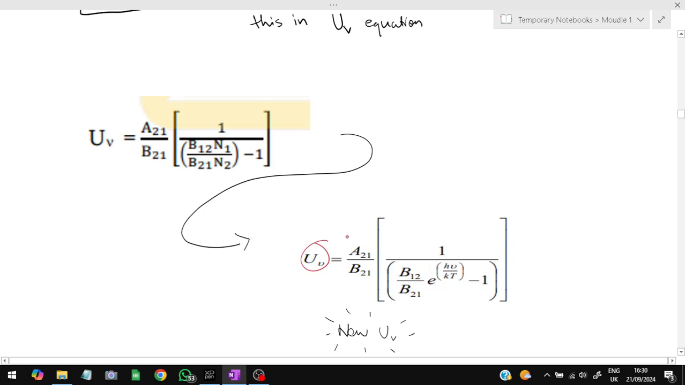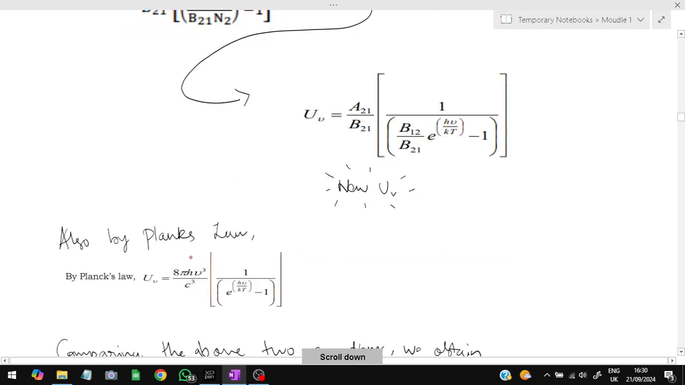Our third and last step is to use Planck's law. What is the Planck law? Planck law says uv is equal to 8 pi hv cube divided by c cube, multiplied by 1 by e power hv by kT minus 1. Since uv is equal to this and uv is equal to this, we can compare both as equal. When we compare both of them, we get A21 by B21 is equal to 8 pi hv cube by c cube. These both are equal, and this term is present here, so this term is equivalent to 1, because 1 is multiplying with this one. So B12 by B21 is equal to 1.